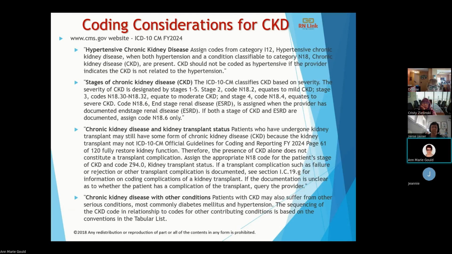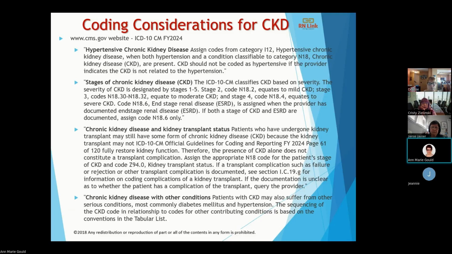For hypertensive chronic kidney disease, you're going to assign codes from category I12, hypertensive chronic kidney disease, when both hypertension and a condition classifiable to category N18, which is your CKD, are present, okay? CKD should not be coded as hypertensive if the provider indicates the CKD is not related to hypertension. So be aware, sometimes the CKD may be related to something else. Nine times out of ten, it's usually related to hypertension, right? As we all know, that's a complication associated with CKD.